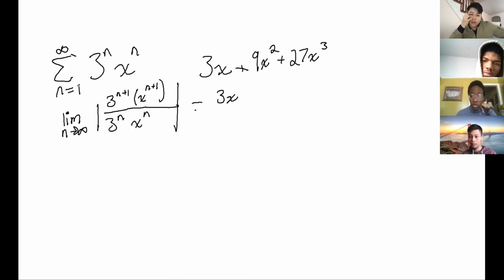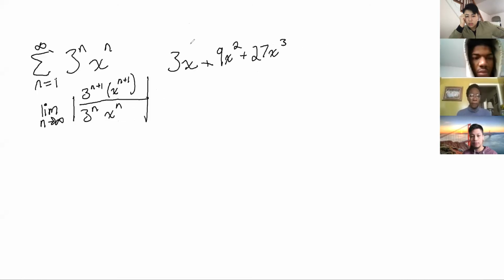Wait, how did you guys get to 3x again? For 3 to the n plus 1, if you simplify that, you can rewrite it as 3 to the n times 3 to the 1. And then same thing for x to the n plus 1: it'll be x to the n times x to the 1. Then you just cancel out the top and the bottom to get 3x. Oh, okay.